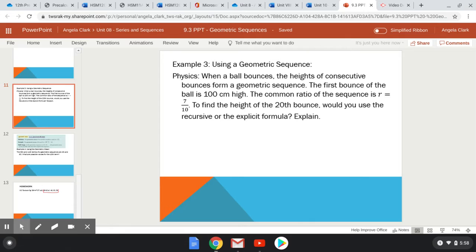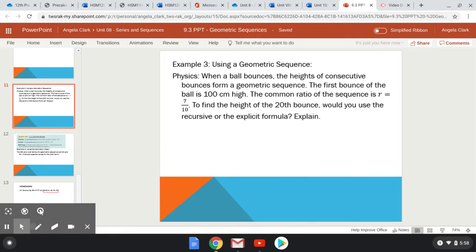If we needed to know the heights of all the bounces, I would say, yeah, go ahead and use the recursive formula. It's slightly simpler, especially if you need all of those heights, right? Because you'd just be multiplying by 7 over 10 each time. But since we only need the 20th one, let's go ahead and find the explicit formula and we can go straight to that one. So first, I want to talk about what this looks like.